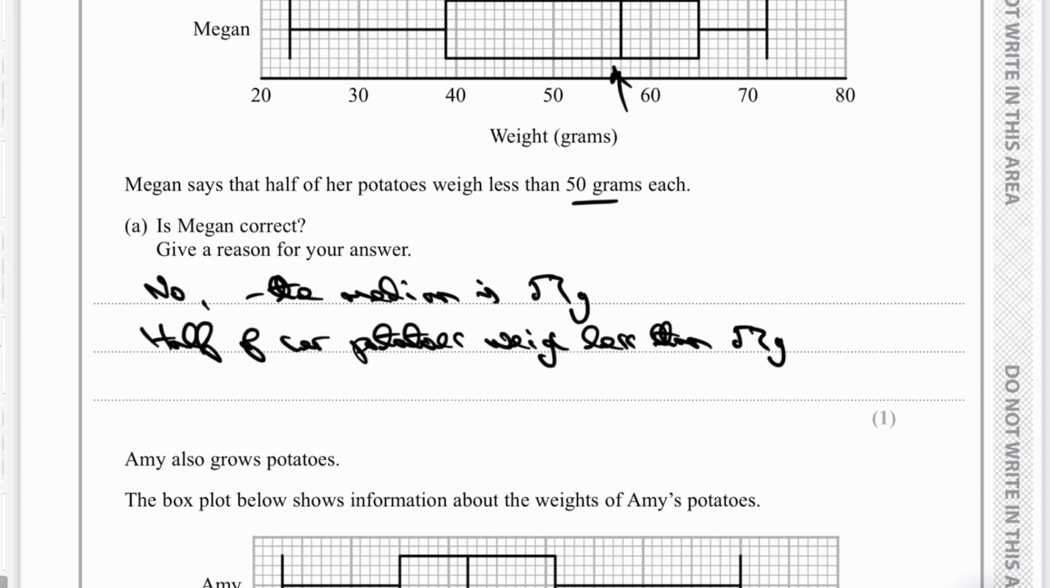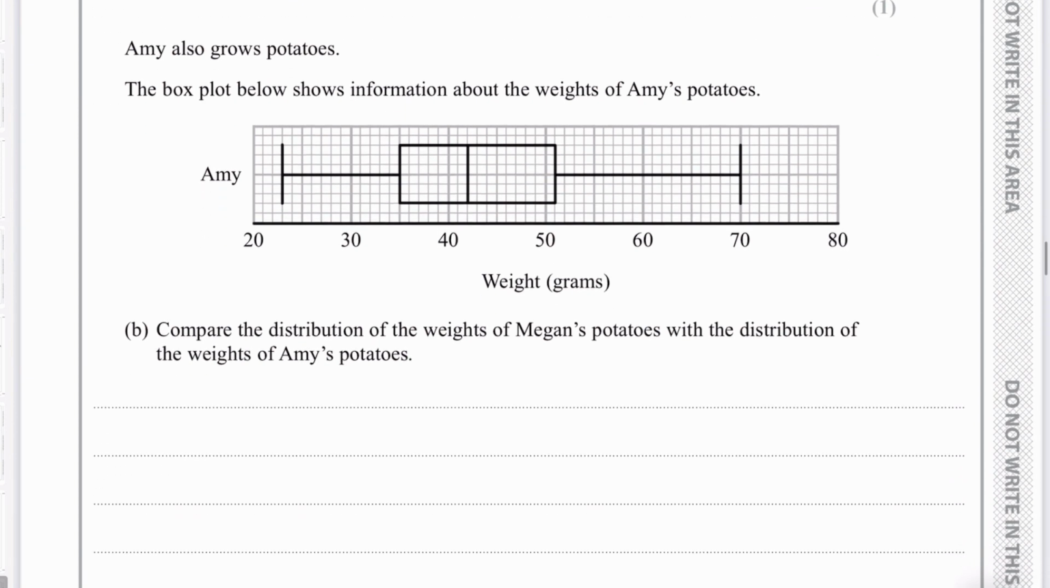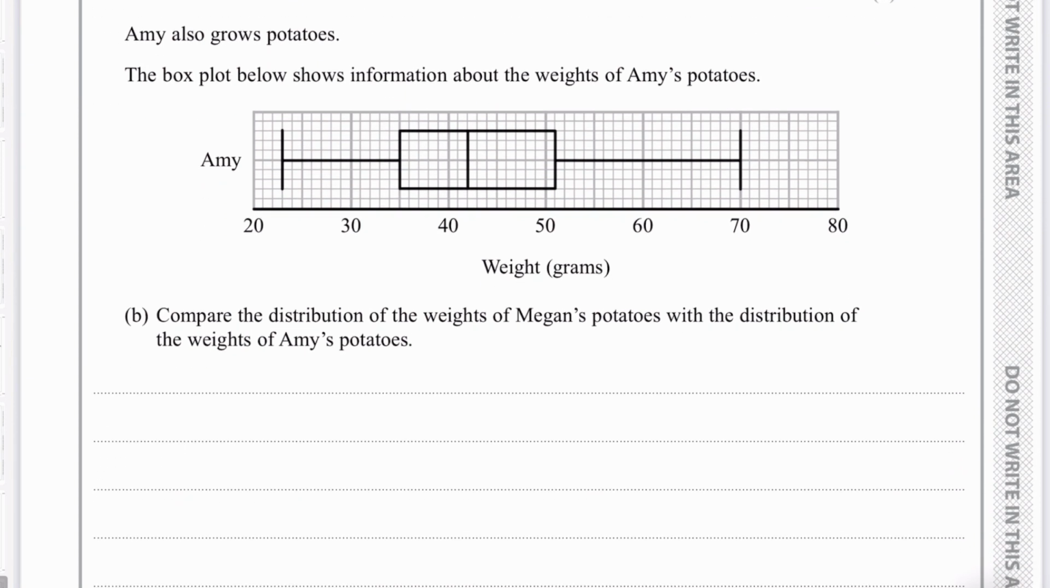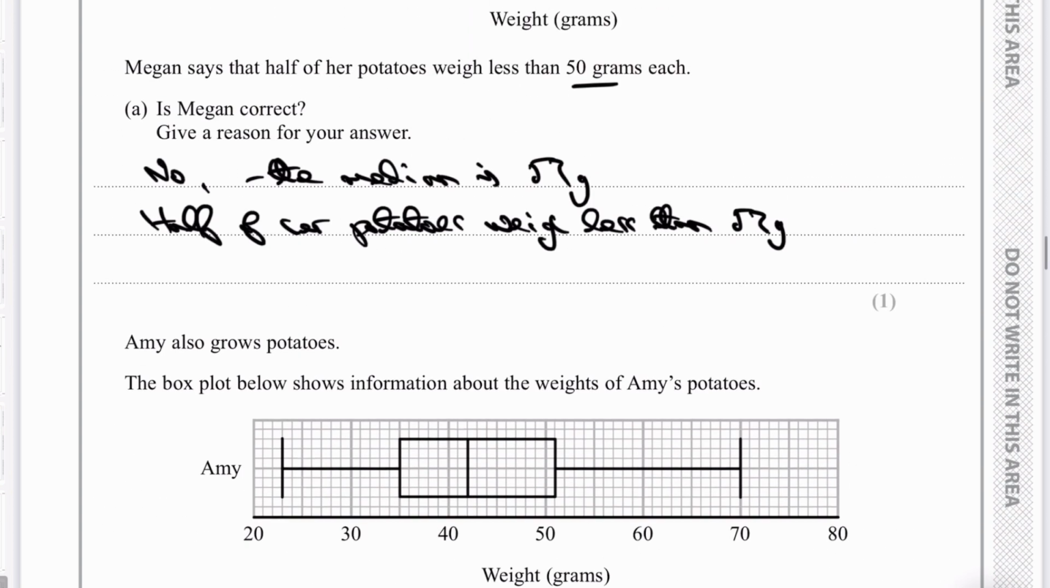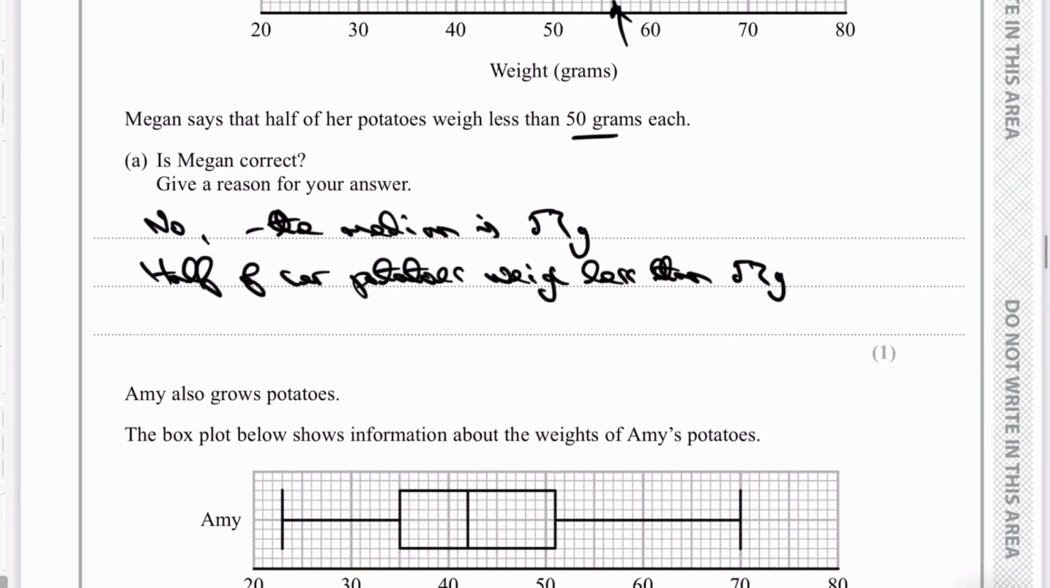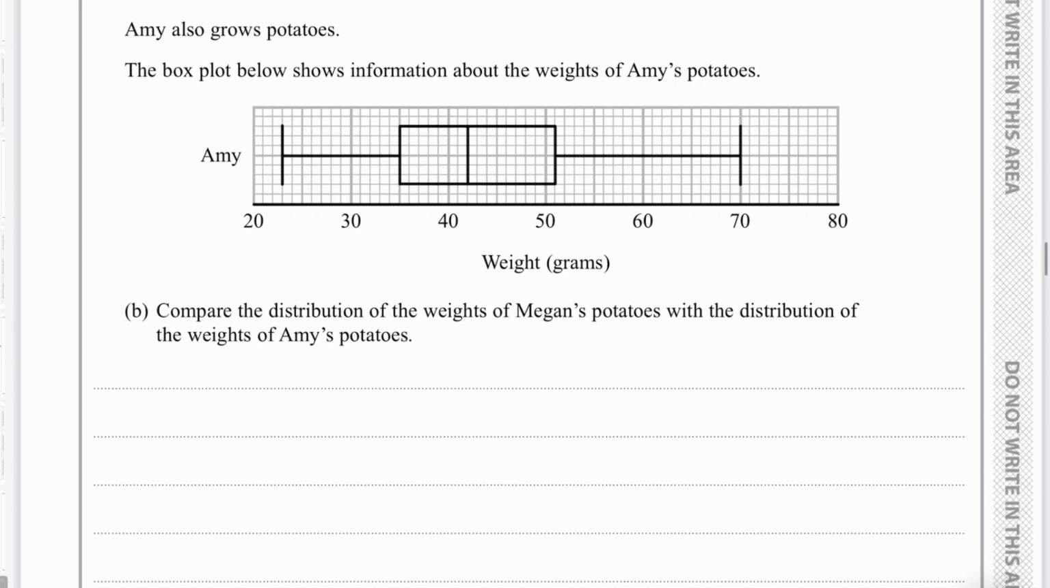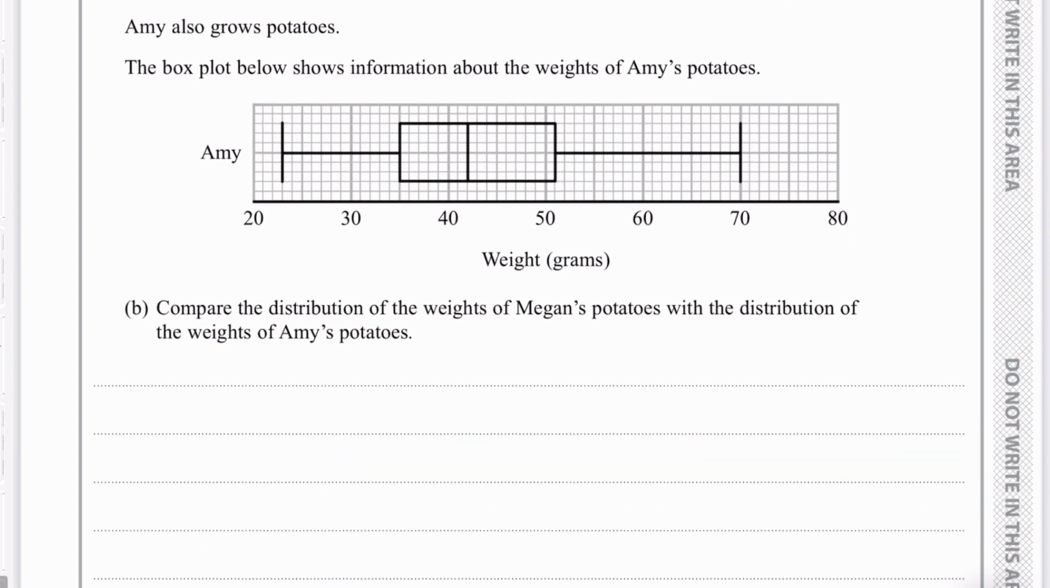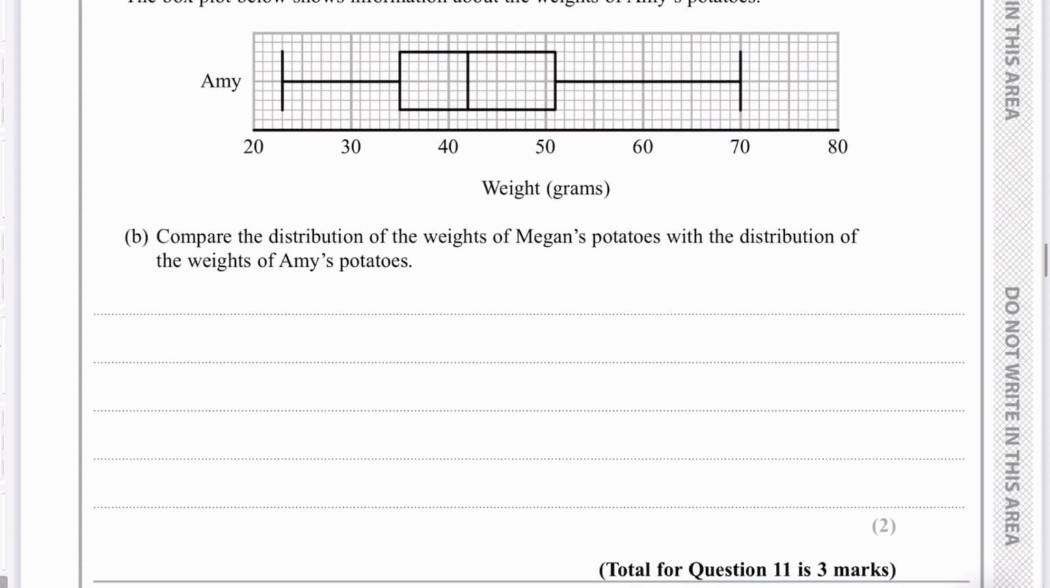Okay, and then very typically with box plots, we do have this kind of comparison type question. So we've got the box plot for Megan, and then we've also got a box plot for Amy, who also grows potatoes, and we're being asked to compare the distribution. Okay, well, hopefully you can see from the actual pictures that the median weight for Megan is 57, and the median weight for Amy is going to be a little bit less. It's actually 42.